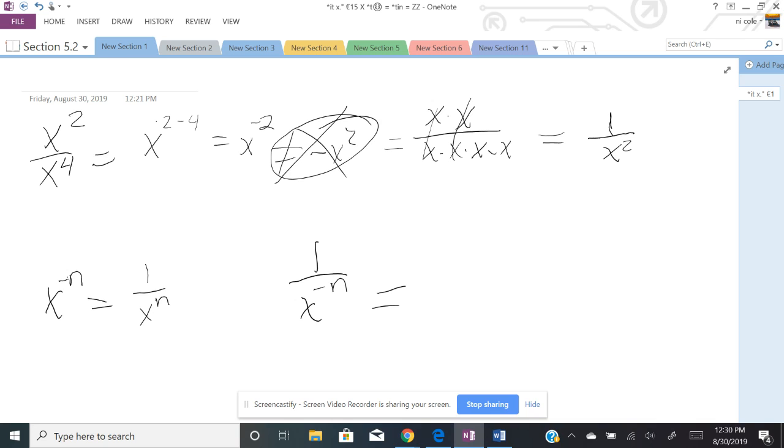Similarly, if you have this rule, you would rewrite this as x to the positive n. Again, you only move the negative exponent. What's attached to the negative exponent? You do not move anything else, only the negative exponent.